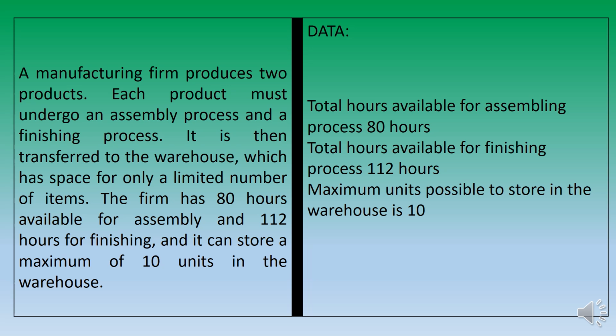The firm has 80 hours available for assembly. So this is the constraint. You see that the maximum is 80 hours, so it is less than. The firm has 80 hours available for assembly, so it is the maximum hours, and 112 hours for finishing, so it is the maximum finishing hours, and it can store a maximum of 10 units in the warehouse. So this is the maximum unit. So everything here is on the maximum side.